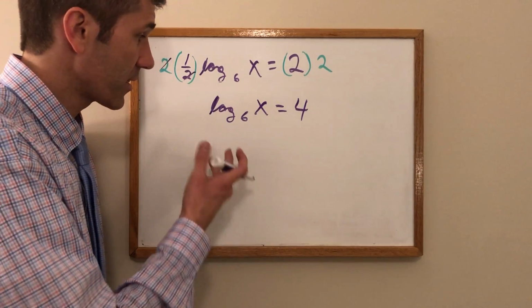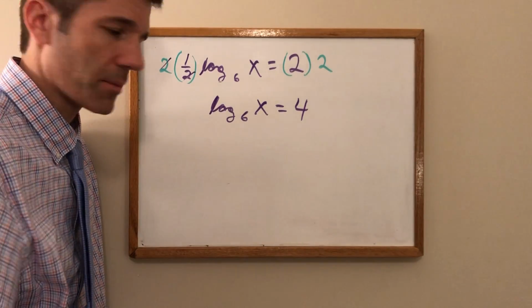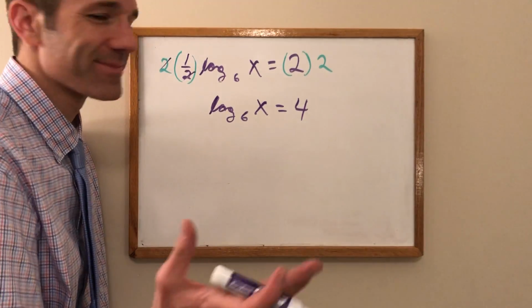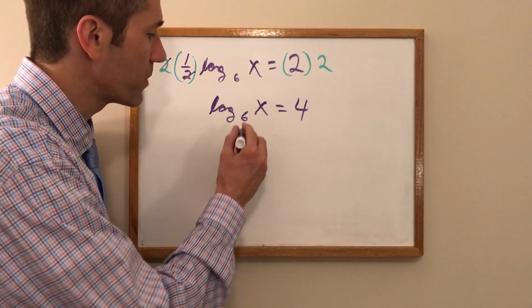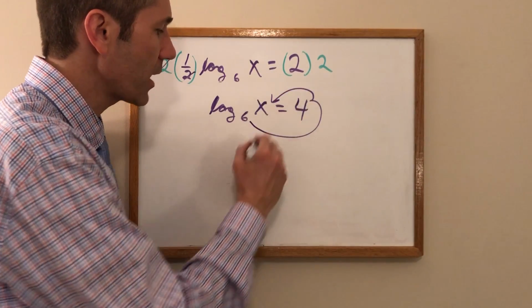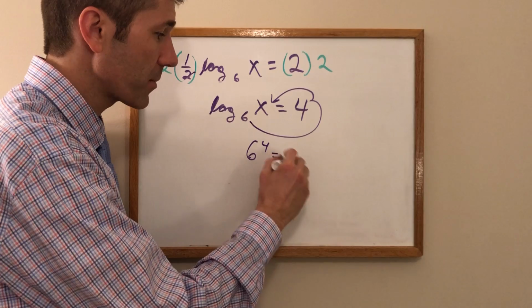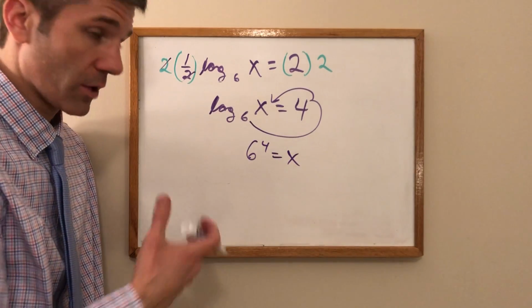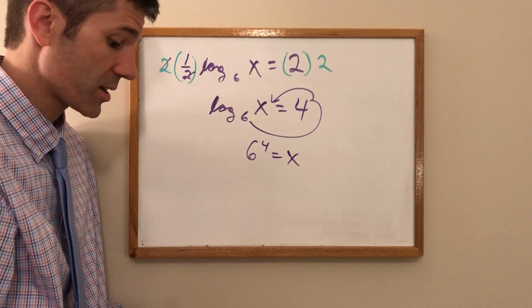That was like a sailing metaphor. What I'm going to do is turn it from a log into an exponent. So 6 to the 4th equals x. I'm going to take my first advice that I ever gave you, turn it from a log to an exponent. So find out what 6 to the 4th power is.